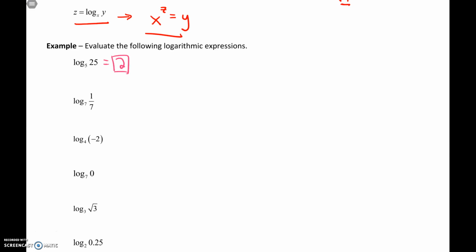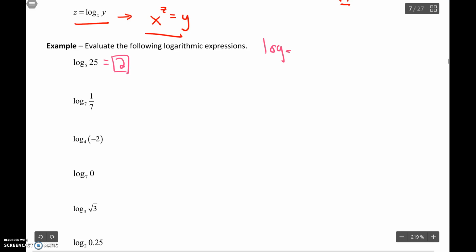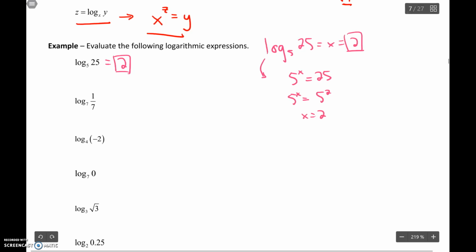Now, if you don't like thinking about it that way, you can just do this. Take log base 5 of 25, say it's equal to x, and I'm trying to find x. So let's write it in exponential form. 5 to the x is equal to 25. Let's see if we can match up our bases. 5 squared. The only way 5 to the x could be equal to 5 squared is if x is equal to 2. Then we come back here and say, x is equal to 2. Now, I don't think you really need to do that on this one because it's pretty easy to just do it in your head, if you will.